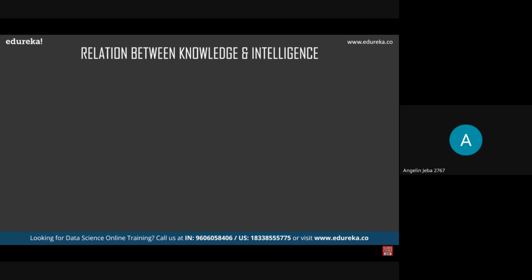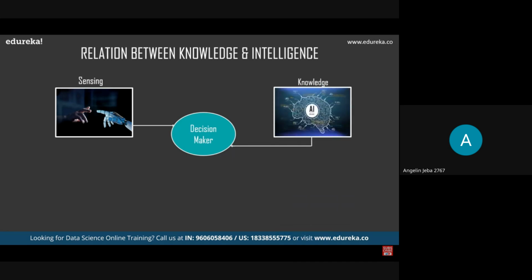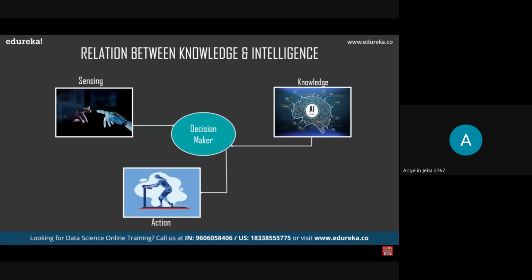So, here is an example to understand this relationship better. Here there is one decision maker whose actions are justified by sensing the environment and using knowledge. But if we remove this knowledge part from here, it will not be able to display any intelligent behavior. So this is the relationship between knowledge and intelligence. You need the knowledge in order to display any intelligent behavior. That is, for any intelligent system, you need knowledge first.